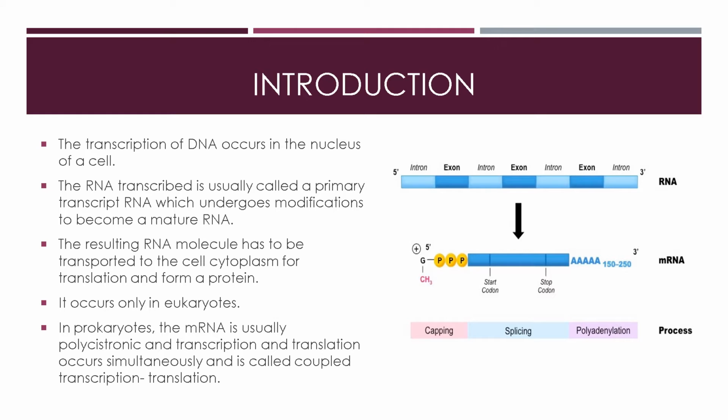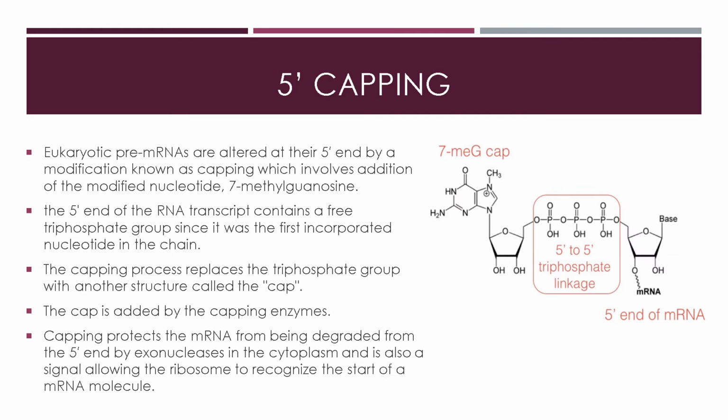The modification of RNA happens only in eukaryotes, because in prokaryotes there is no need for any modifications as transcription and translation occur simultaneously. There are three major modifications that occur to our RNA molecule: 5' capping, poly-A tailing and splicing. So the first is 5' capping.